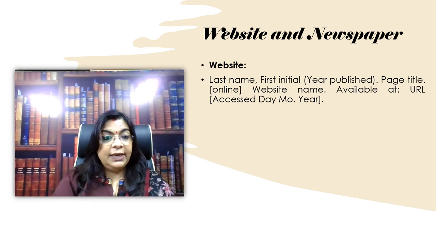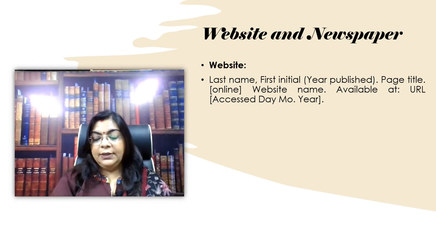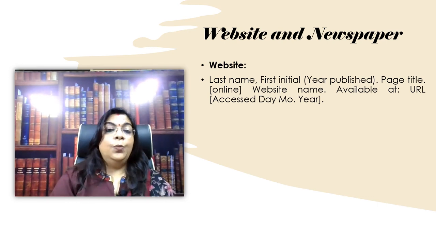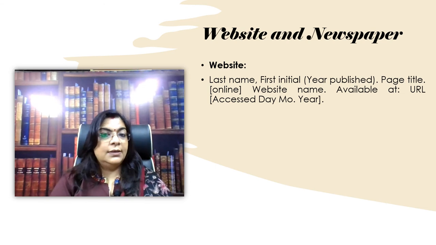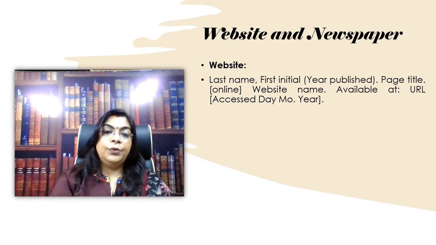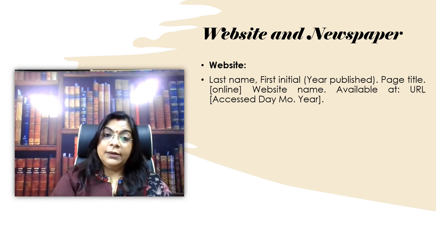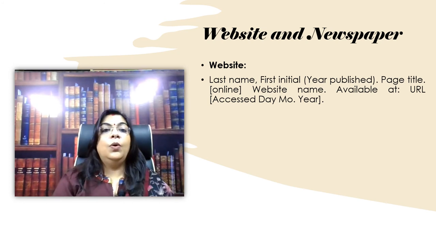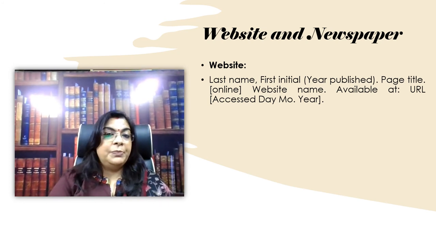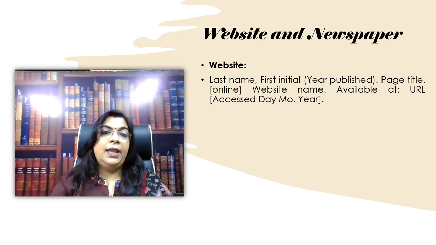Then the name of the website, and then you must write "available at", then the URL of that particular website, and also in brackets "accessed on" the day, month and year. Why is it necessary to write the accessed day, month and year? Because it may happen that when you quoted this work, that particular website or article was online, but maybe presently it is not online. So it may amount to plagiarism or anything else, suggesting that the work you have mentioned is not true. So you have to mention the accessed day, month and year.